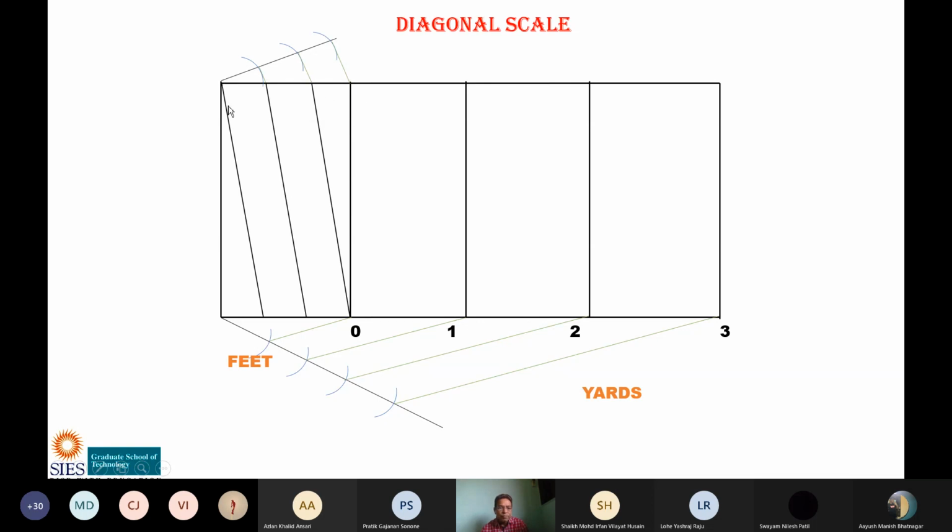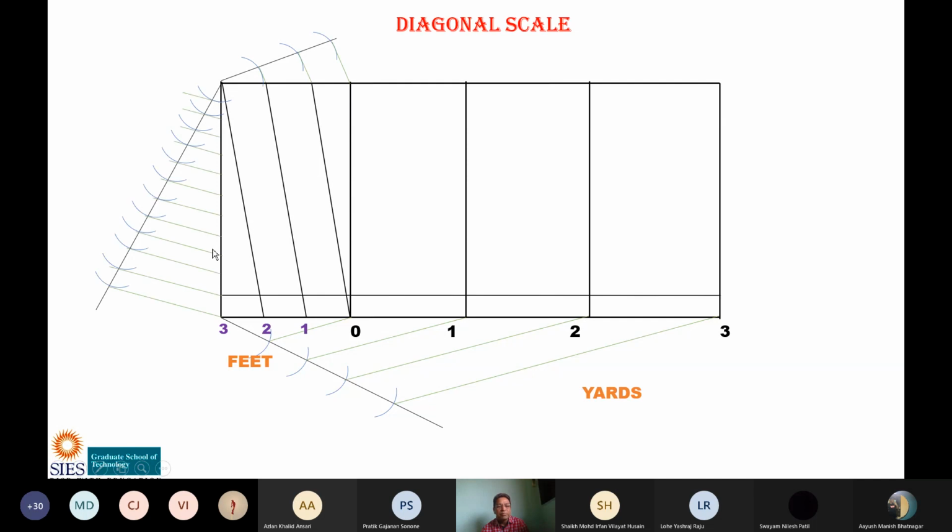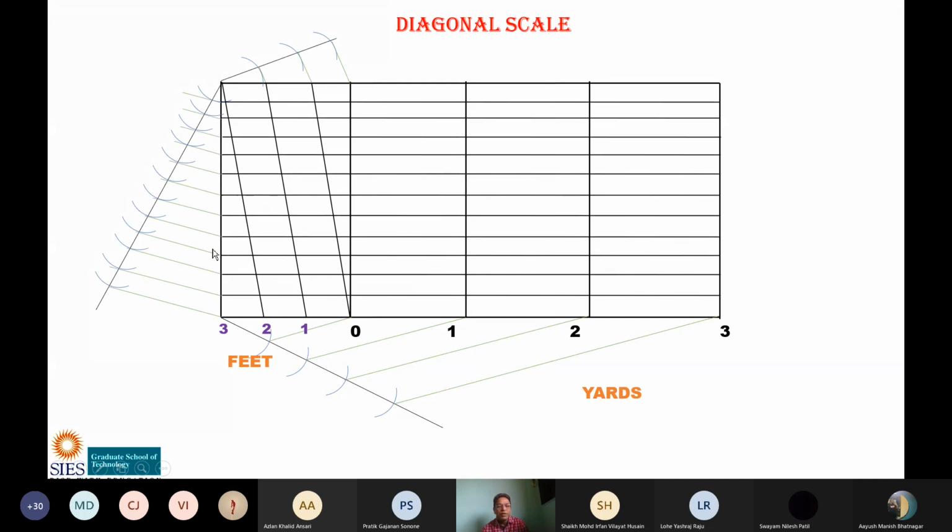And then this 1 feet has to be divided into 12 inches. For that, what we do, we'll divide this vertical length of any length into what? 12 parts. Like this. And then join this and number it from 0 to 12. And this is representing inches.